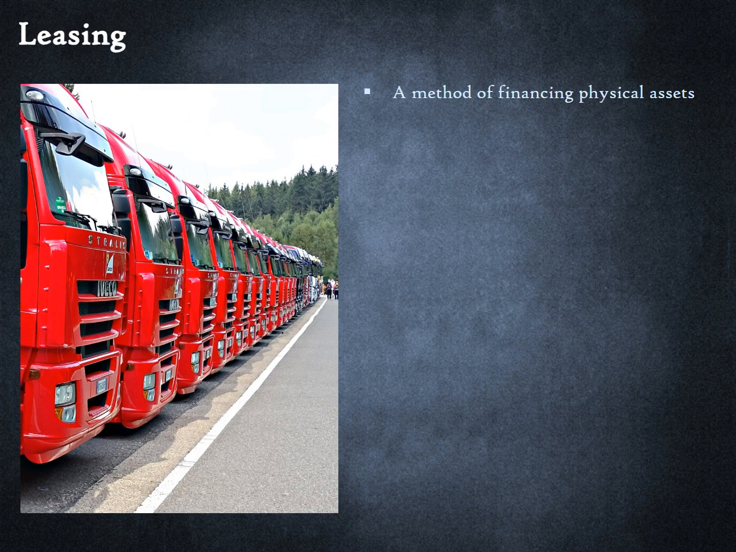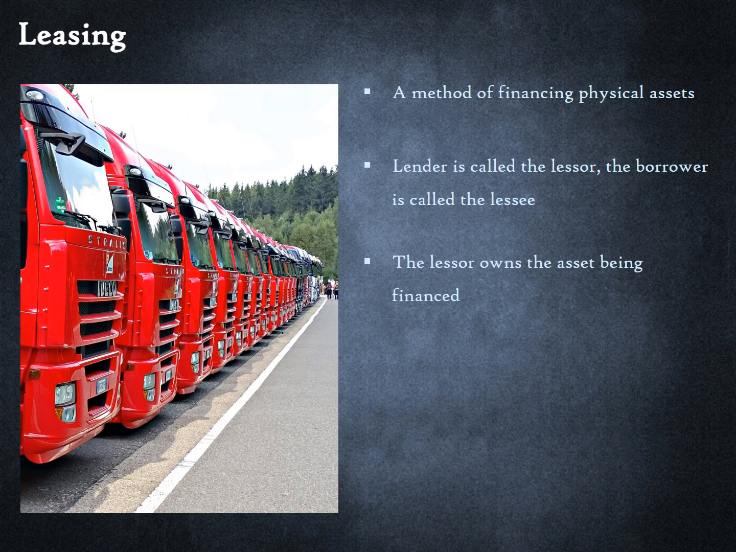A lease is a specific form of financing a physical asset, which could range from a photocopier to an aircraft. In a lease, the lender is called the lessor and the borrower is called the lessee. The lessor retains ownership of the asset and the lessee pays rent for the usage of the asset. The assets can be movable like a truck or immovable like a heavy machine.